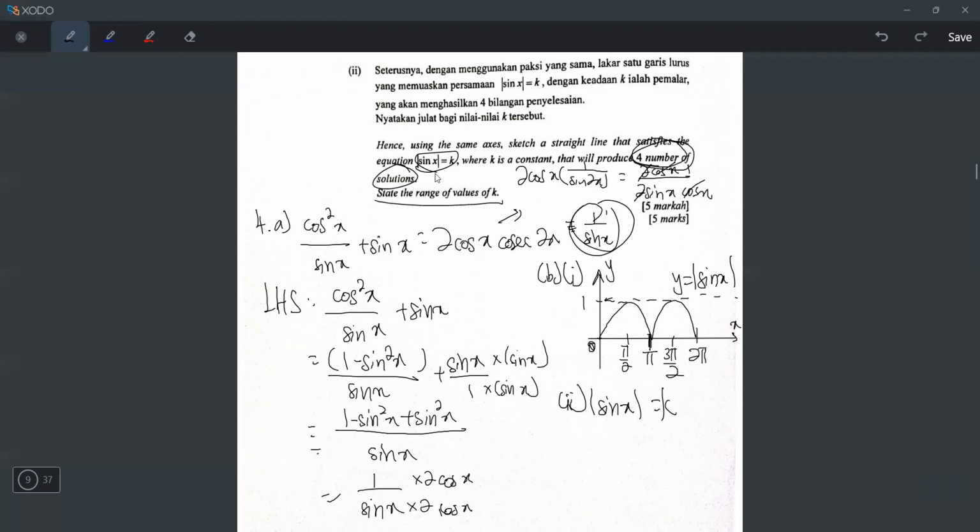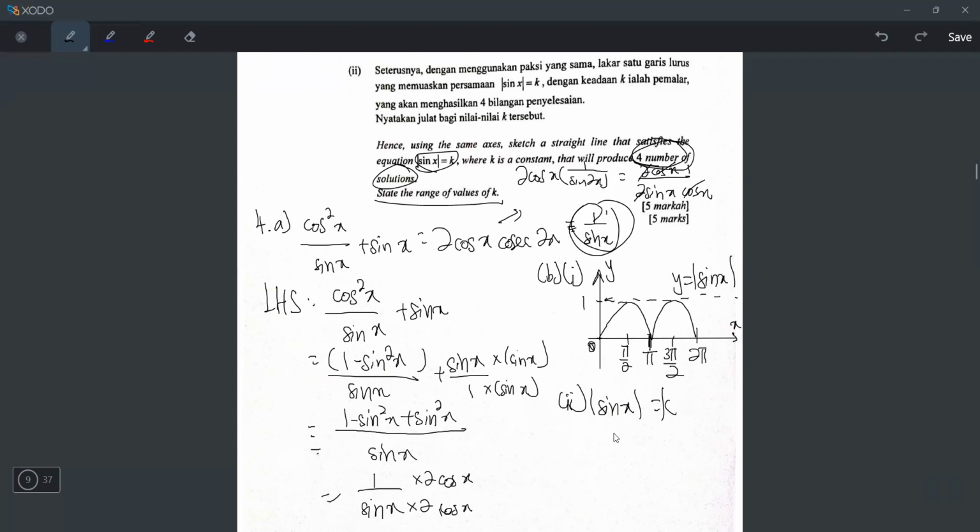Okay, actually I made a mistake. This question is not in SBP actually. It's in the blue book. I forget which set. I forgot already. Okay, I'm not sure, but whatever. So modulus sine x equals to k. They tell you they have 4 number of solutions. It means you have to draw the line yourself. So how to draw the line yourself?